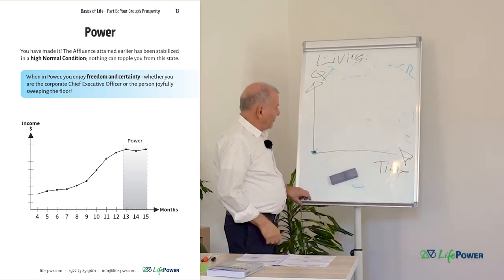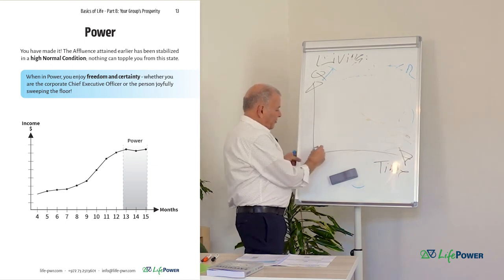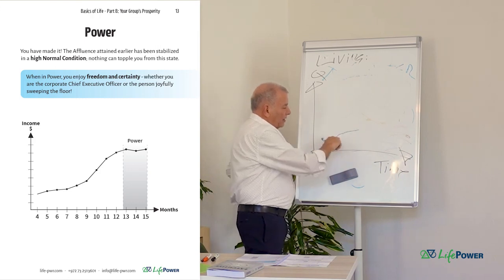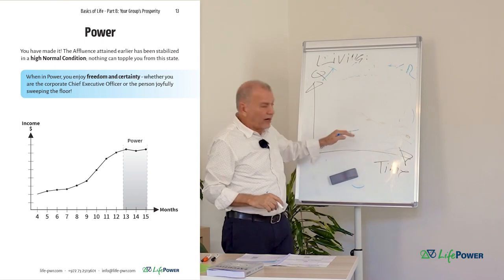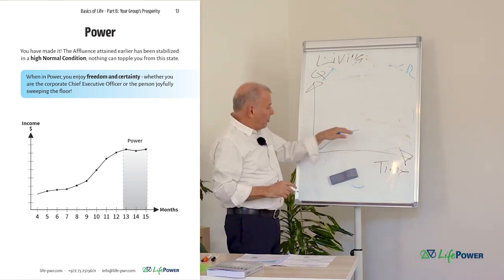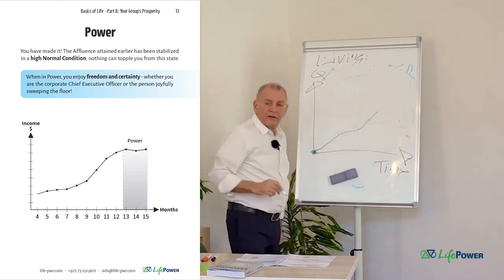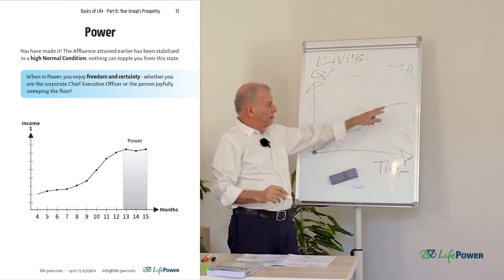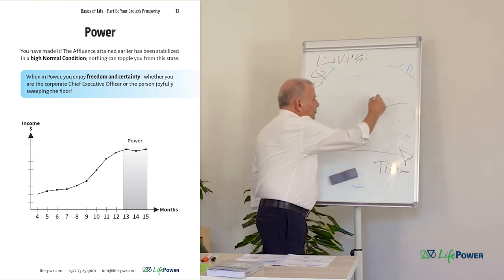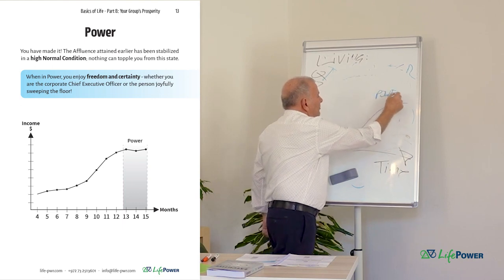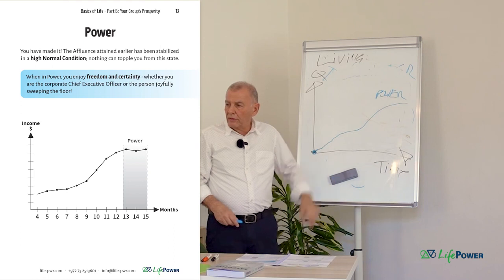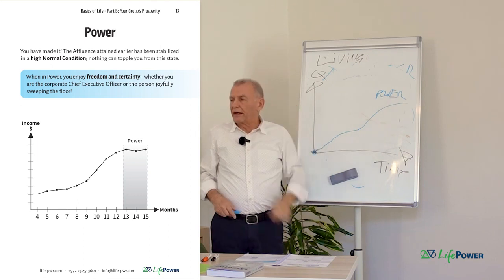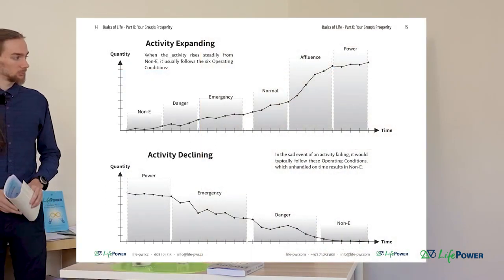And if after affluence, it goes up a lot, but I keep it steady on a high level, I'm in power. Okay, so I started at non-E, started going up a bit. I go through danger, emergency. Normal is going like this. Slight rise. Normal here. Then I hit affluence. It goes up stronger, and again, it's steady. Steady increase. This would be power. So power would be a lot of activity steady over time.